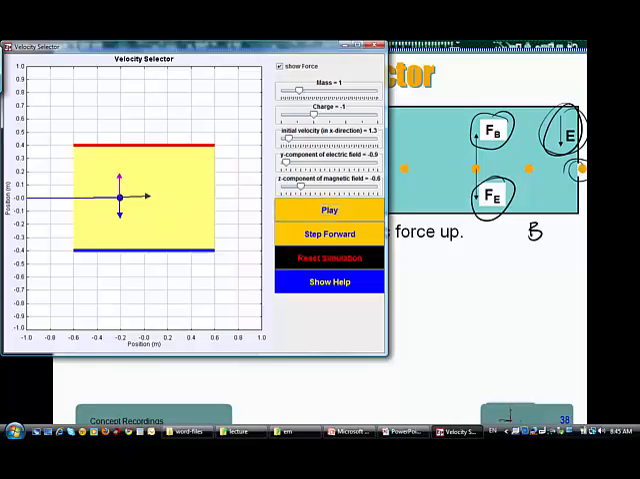Okay, a question you might ask yourself: would the mass affect the forces? As you notice there, it does not. The electrical field force is QE and the magnetic force is QVB sine theta. Neither one of them is affected by mass. The acceleration, of course, is affected by mass, but not the forces.